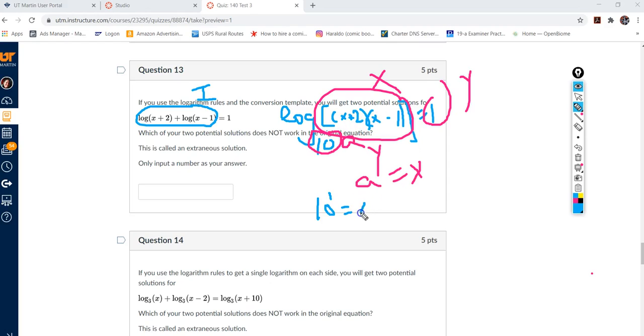So x squared minus x plus 2x and minus 2. If I subtract 10 from both sides, I get that minus 12. And I should be able to factor that. Two numbers that multiply together to give me negative 12, but add up together to give me positive 1.